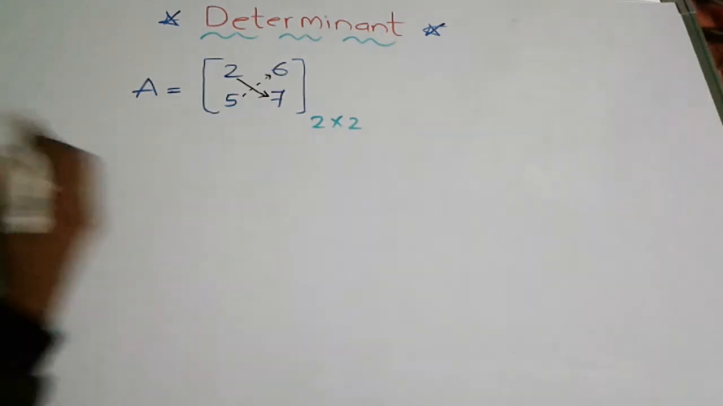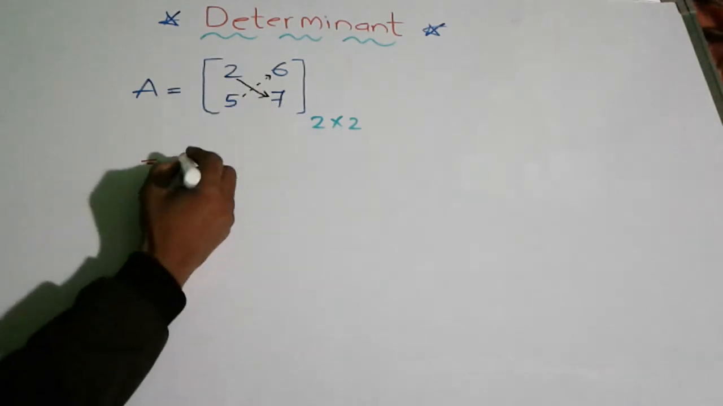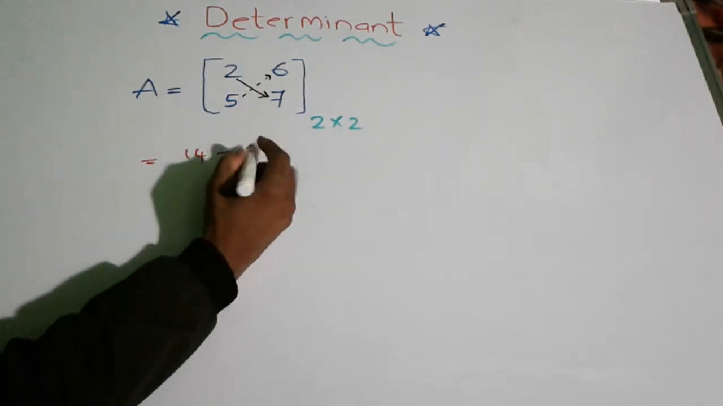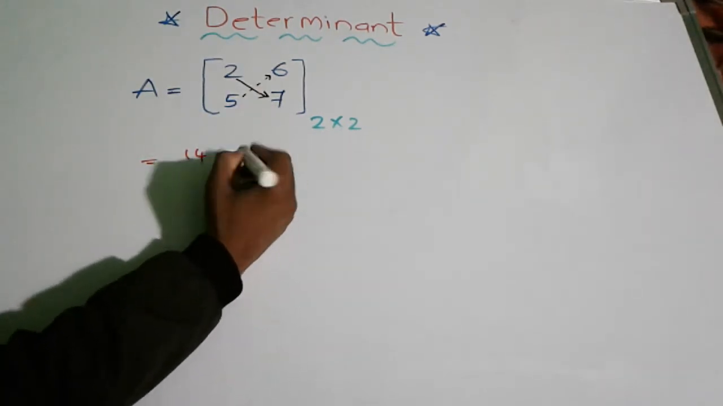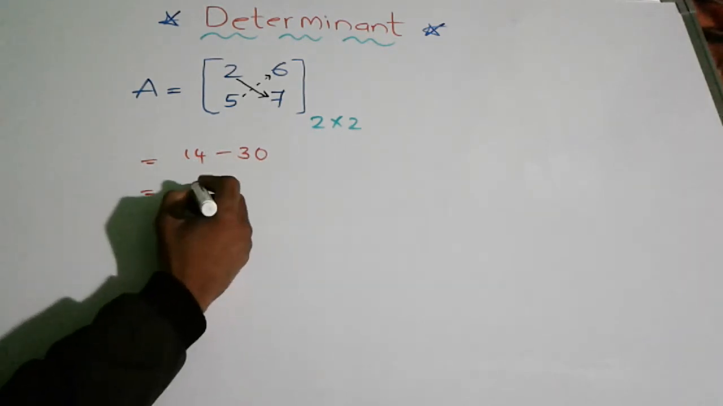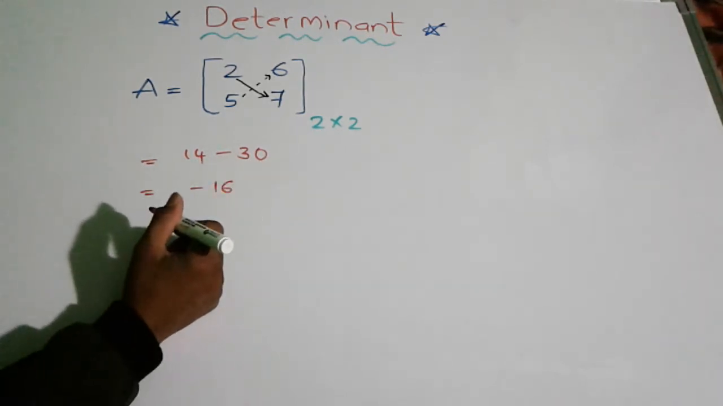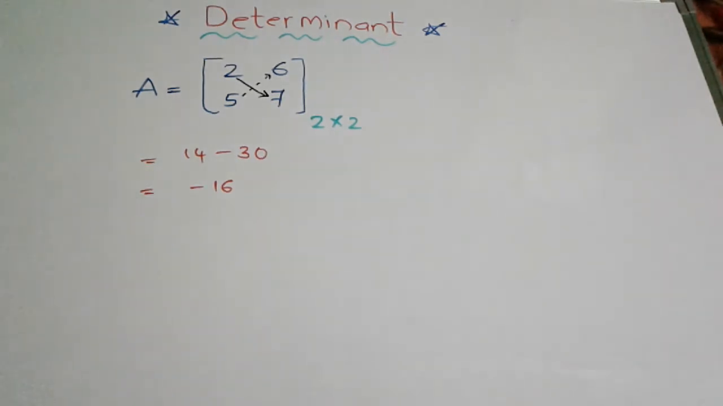So 2 7s are 14 minus 5 6s are 30, so our value is minus 16. So let's take another example.